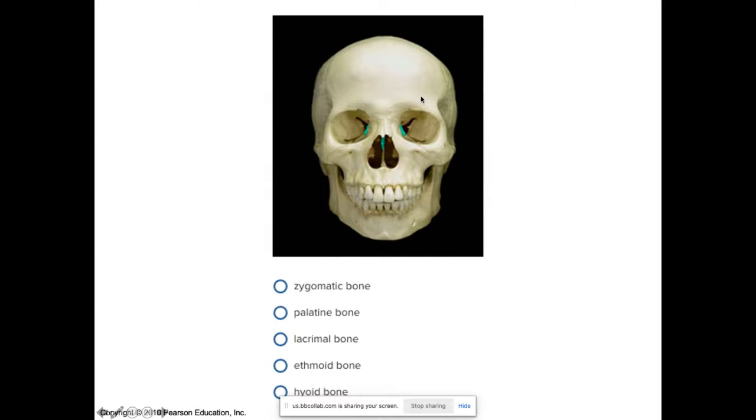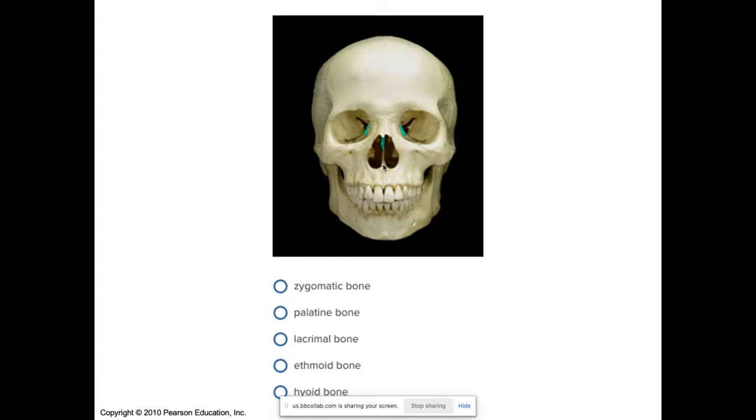A lot of bony landmarks. So up here is your frontal lobe. Then you have your maxilla, the upper jaw, mandible, lower jaw. Here is the nasal septum in the middle. The bottom is the vomer.